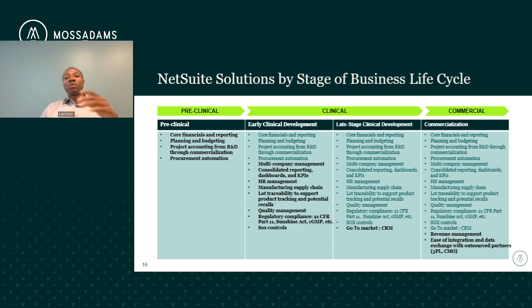So to recap, when navigating different business cycles, life science companies need to automate various business processes. And this is where an ERP platform like NetSuite can prove its value. NetSuite provides a powerful solution that growing life science organizations can use to effectively manage complex operations.